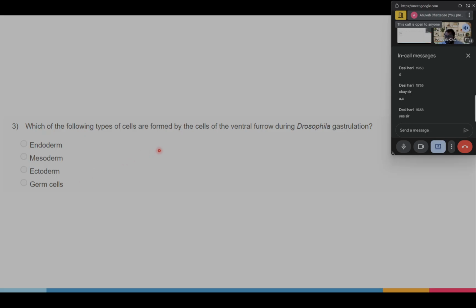So, if you have a clue about which cell layer forms which part of a particular organism, then you will have a pretty easy time answering this one. So endoderm, mesoderm, ectoderm, and then germ cells. Which of these form the ventral furrow? The ventral furrow is essentially the front part for us, the belly side. So which of these is going to be the correct option?